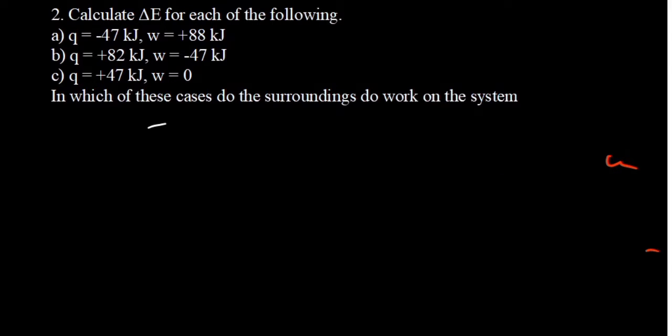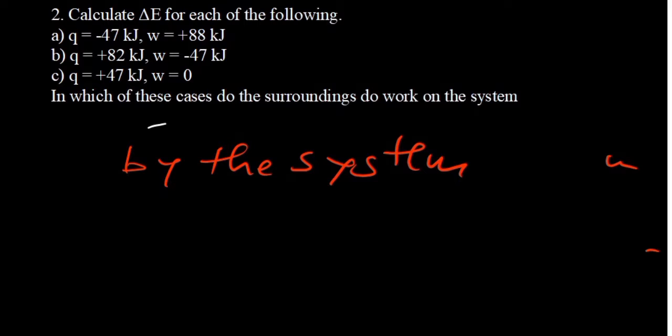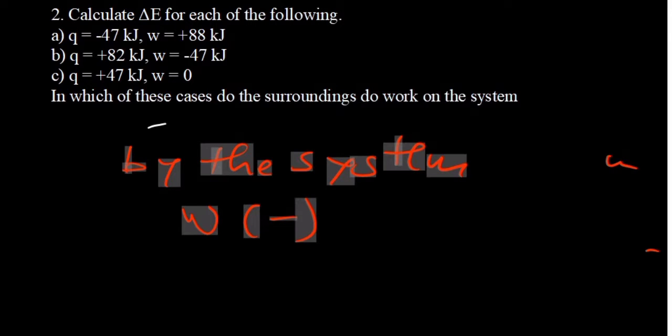Work by the system is negative. Why is it negative? It's negative because the system is losing energy when performing work on the surroundings. Okay, so from there we are able to answer the question that we've been given.